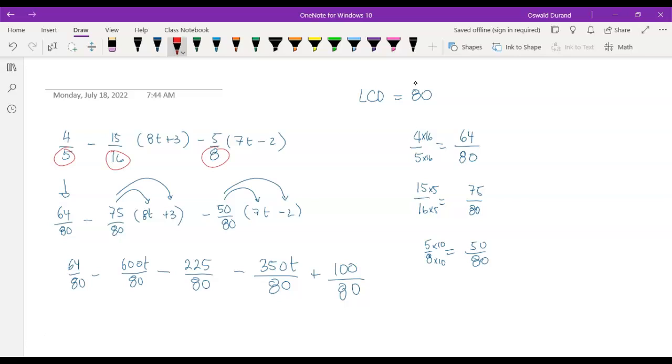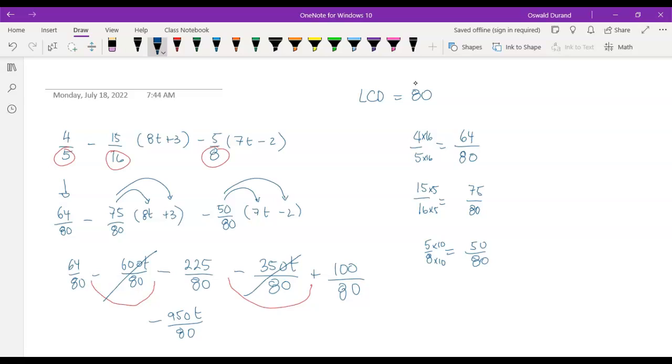So the like terms are the t terms, so this one here and this one here, and everything else. Because they have the same denominator, I can just add the numerators and so on. So let's do that. So negative 600t minus 350t, that gives me negative 950t over 80. Okay, so I'm done with the t expression, right?